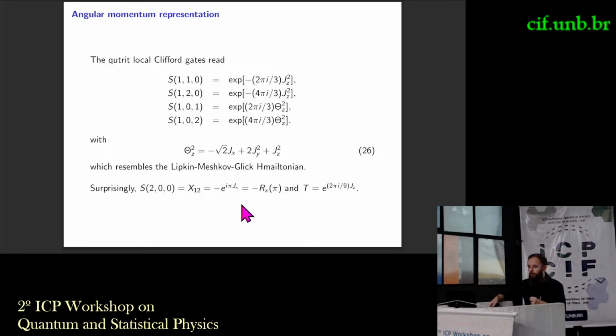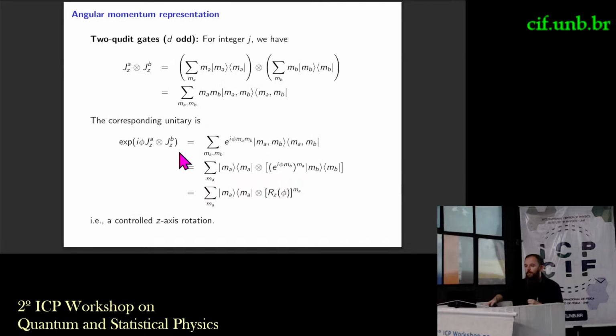It's a very simple expression, and this T gate, surprisingly, is a simple expression as well. We have here theta z square, a kind of Lipkin-Meshkov-Glick Hamiltonian. I think that is wrong here. So how do we represent the 2-qubit controlled unitaries?